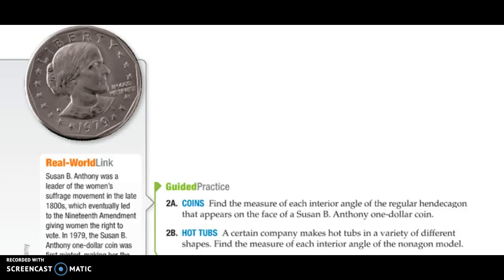Here's a guided practice problem. Letter A says, find the measure of each interior angle of the regular hendecagon that appears on the face of the Susan B. Anthony $1 coin. So hendecagon obviously is 1, 2, 3, 4, 5, 6, 7, 8, 9, 10, 11 sides. So you say n is equal to 11. That'll help you with the next question.